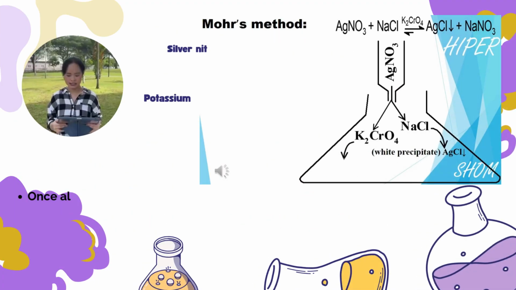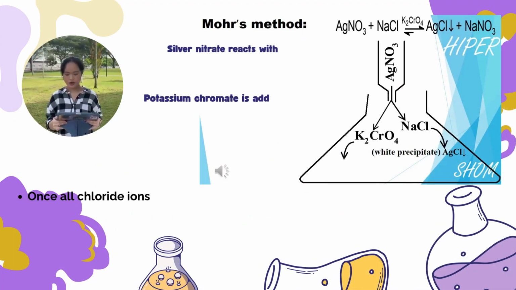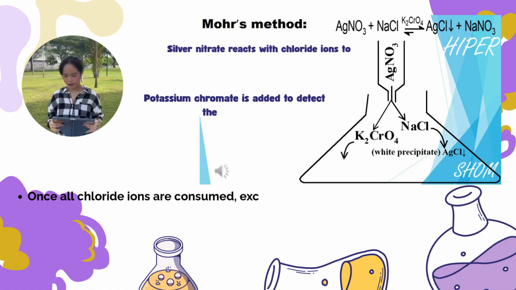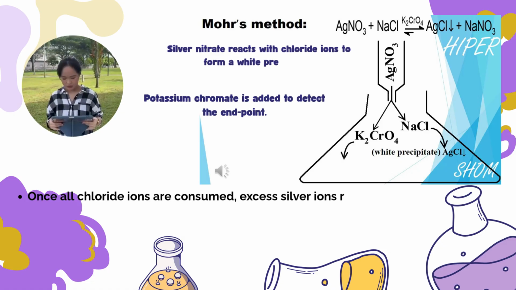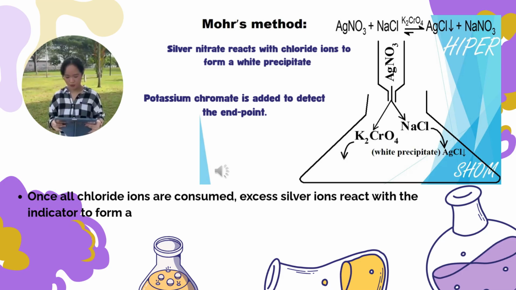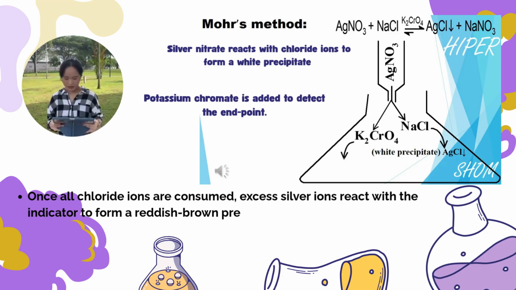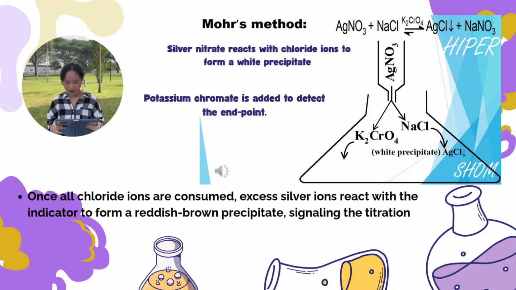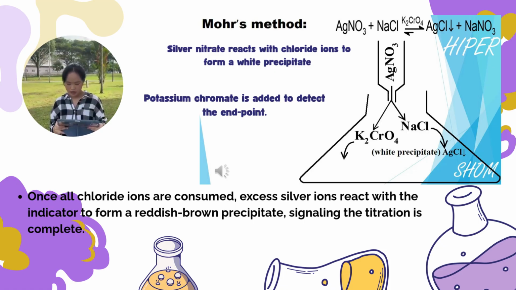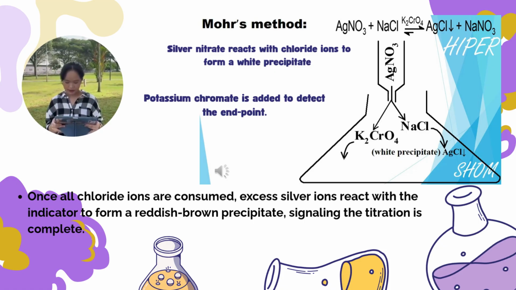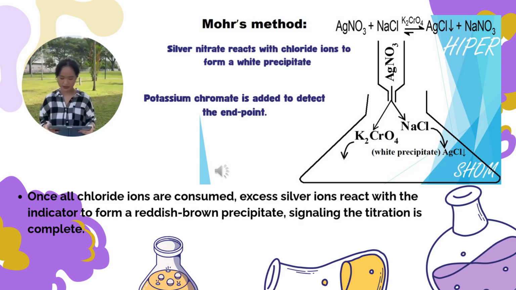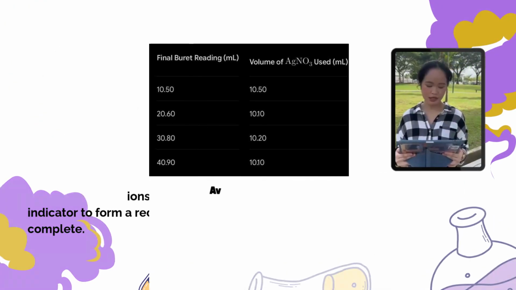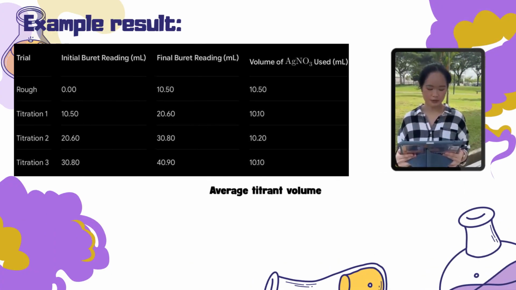On to the next slide, I will show you how the visual should look when you do the experiment. You can see that the silver nitrate will react with the chloride ion to form a white precipitate. Then the potassium chromate will be added to detect the endpoint. Once all the chloride ion is consumed, excess silver ion will react with the indicator to form a reddish-brown precipitate, signaling that the titration has reached its endpoint.